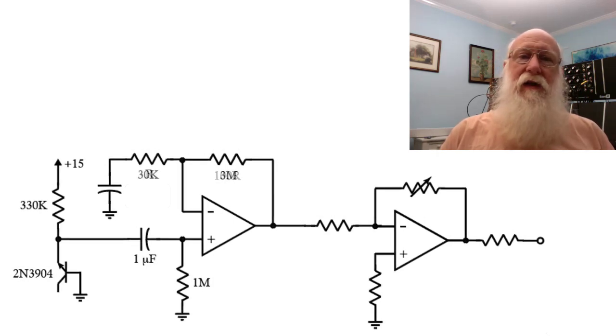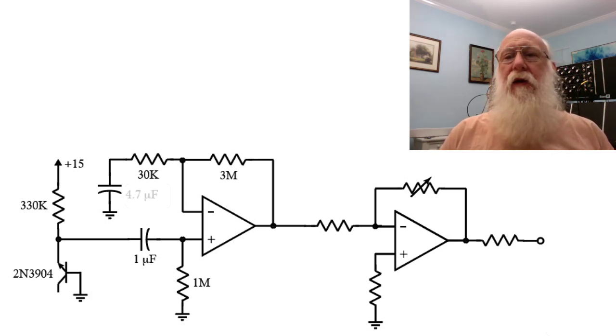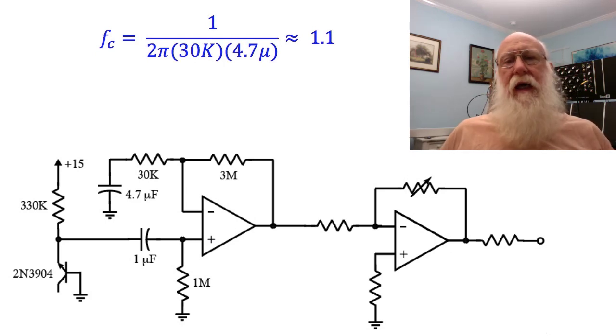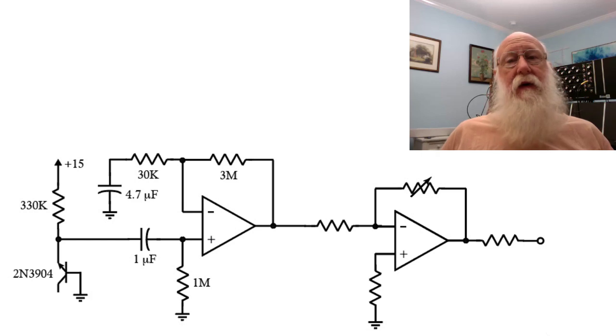Now, I have chosen 30K and 3 meg for the two resistors. That gives us a gain of 101, and a 4.7 microfarad capacitor. Those values, 30K and 4.7 micro, give us a cutoff frequency of about 1 hertz. Again, that's not really that critical. So that takes care of our first stage.